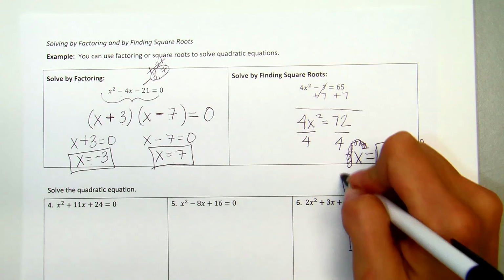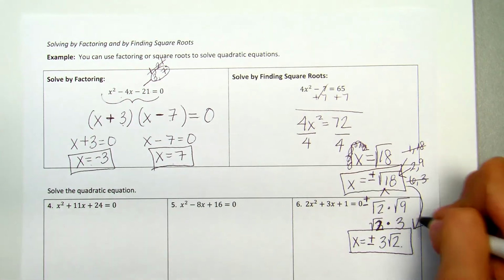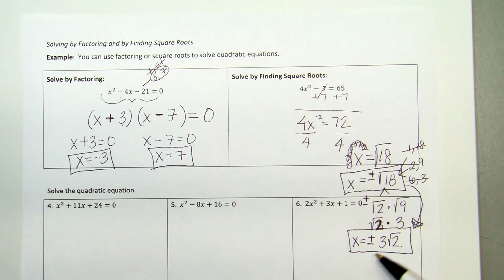This is our final answer: 3 square root of 2, positive and negative, is your final answer.